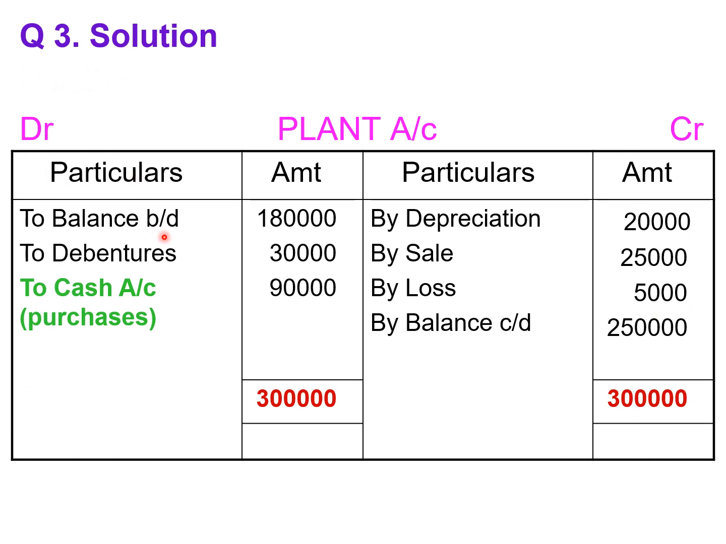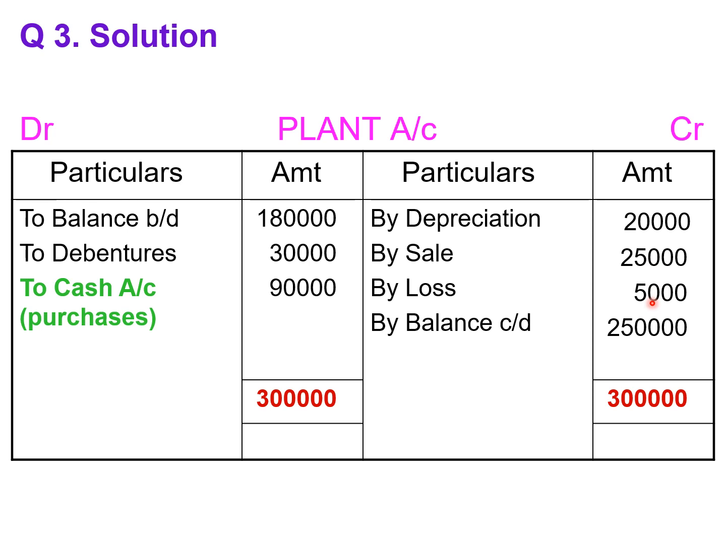So this is a plant account. To balance brought down, it's an asset, so it will come on the debit side, 1,80,000. To debentures, that is called purchase of plant through issue of debentures. By depreciation, 20,000. It's a depreciation on the plant that is sold. Then sale value 25,000, loss 5,000. Whenever there is a sale, you need to take three entries: 20,000 depreciation, 25,000 sale, and 5,000 loss.